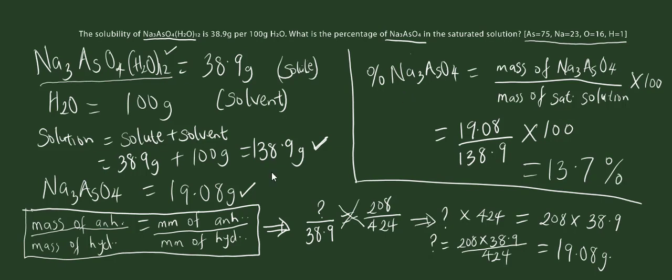Before we go, I would like to test our comprehension, because it's very easy for me to solve this, but the real task comes when you get to do it on your own. I have a question for us that I would like you to solve. It's a slight modification of the question I just did. The solubility of sodium arsenate dodecahydrate is 19.5 grams per 100 grams of water. What is the percentage of sodium arsenate in the saturated solution? And the molar masses of arsenic, sodium, oxygen, and hydrogen are given.